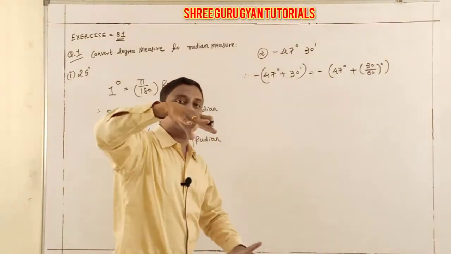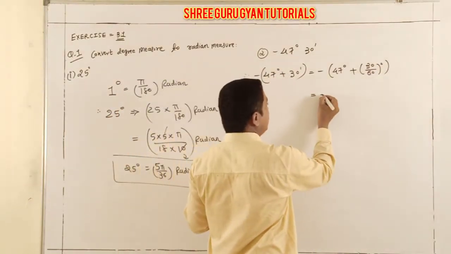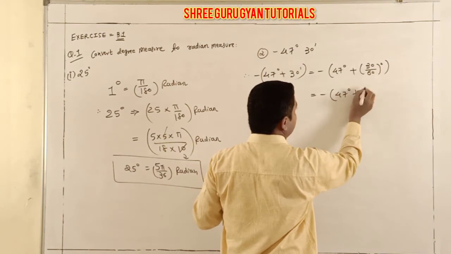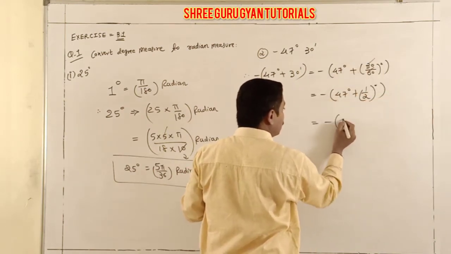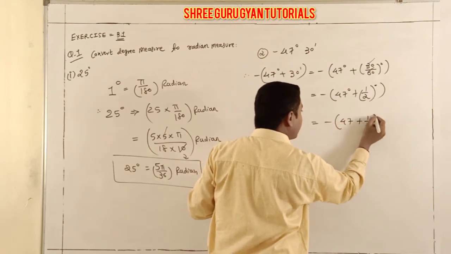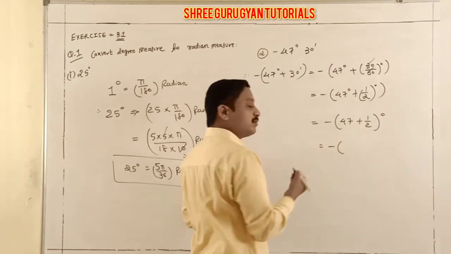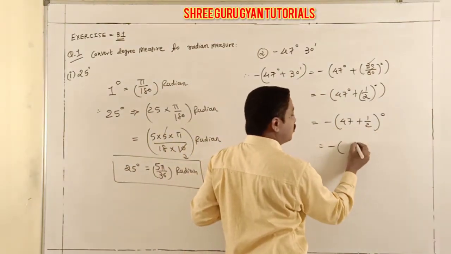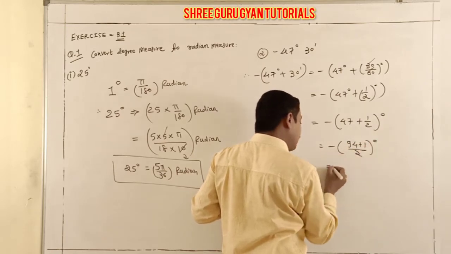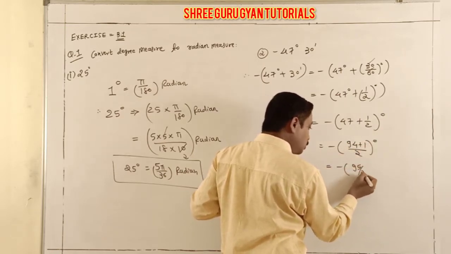First of all, translate the minutes into degrees. So 47 degree plus half degree. What do you get in total? 47 plus half. 7 2s are 14, plus 1. 4 2s are 8, 9, so 94 plus 1. You get 95 by 2 degree.